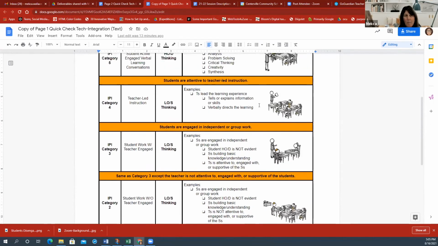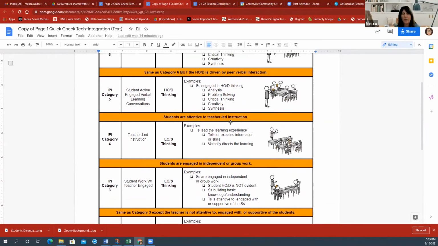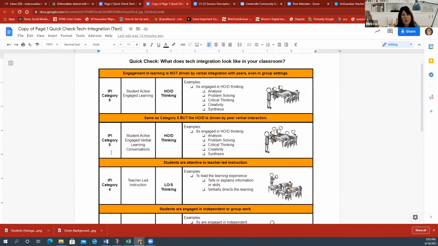And then we get here up to category 4, and this is what we call teacher-led instruction. And when we add technology to that, this might be a time where teachers are using their interactive whiteboards, for example, or even just a whiteboard with a projector, and they're projecting something up on the screen, and they're using it to go through their deck of slides, and they're really telling students, they're verbally directing the learning, maybe about a history lesson, and the students are being attentive to that teacher at the front of the room. And then we start to see some change happening.